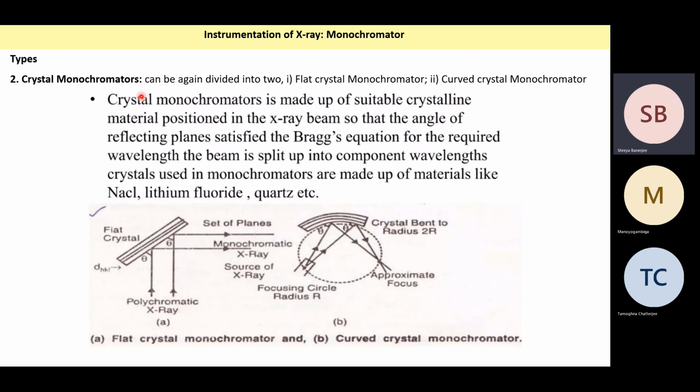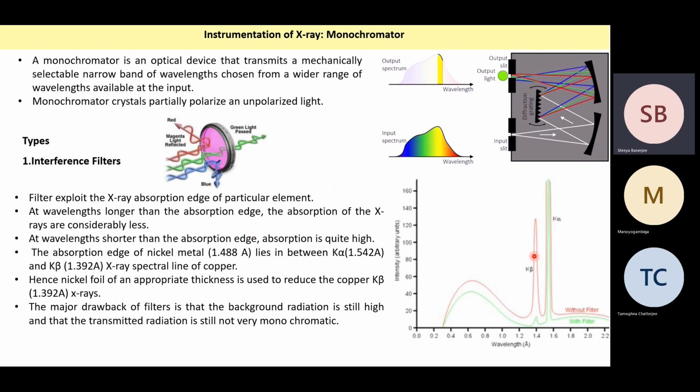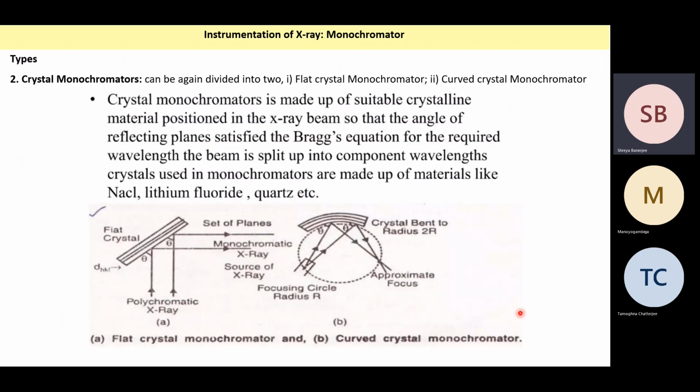So crystal monochromators have the advantage of making the ray more monochromatic. Here it was not very monochromatic because K beta was still persisting. But the advantage of crystal monochromators is that the beam becomes very much monochromatic. You only get the specific wavelength that satisfies the Bragg's equation.